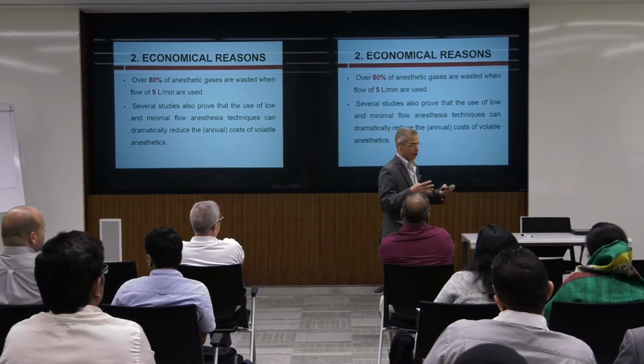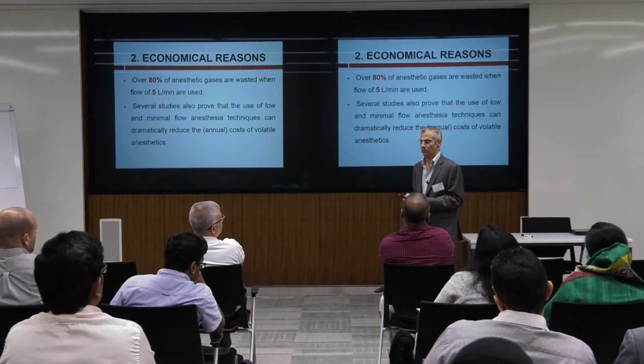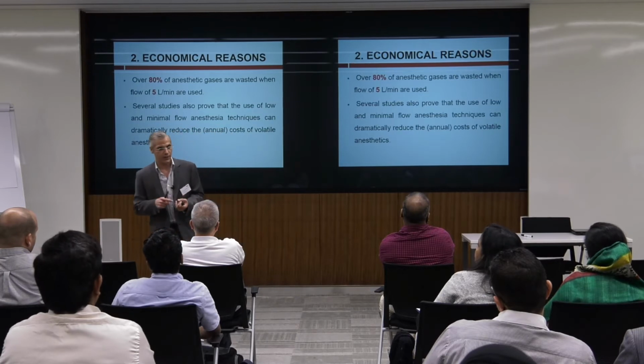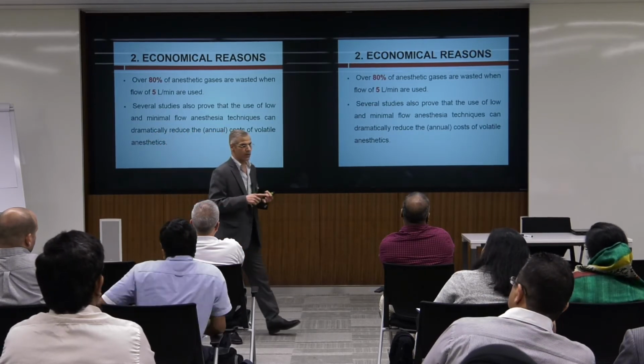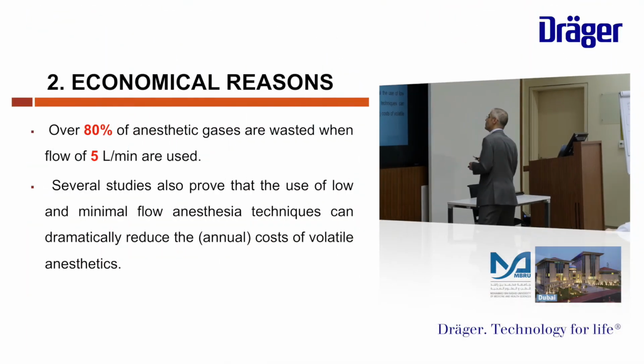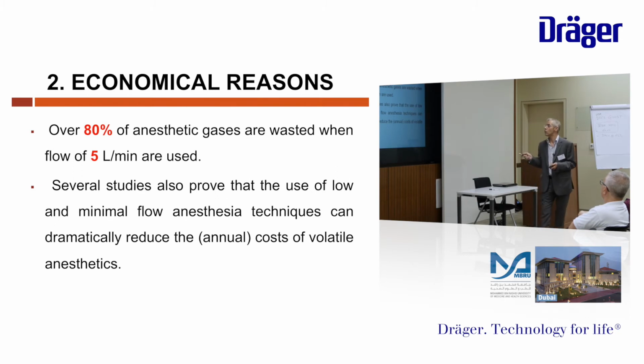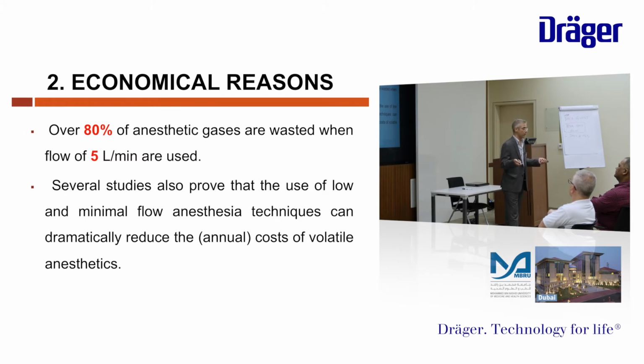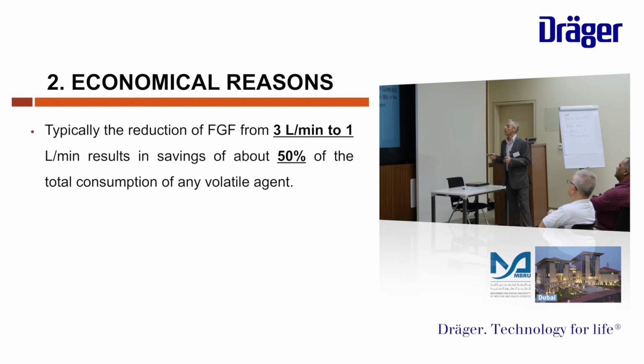Of course, with cost considerations, it's a big value. Again, it's not only the cost of anesthetic gas, it will be the cost of anesthetic gas plus the oxygen. Over 80% of our anesthetic gases are wasted when a flow of 5 liters is used. We don't need this. We don't need to throw our money on the ground. Several studies proved that reducing the fresh gas flow will have an economical impact. Typically, reduction of fresh gas flow from 3 liters to 1 liter will save about 50% of the total consumption of any volatile gas.